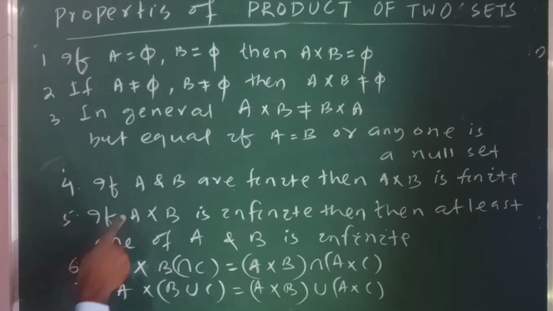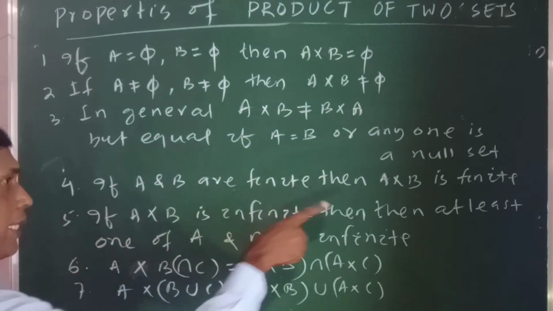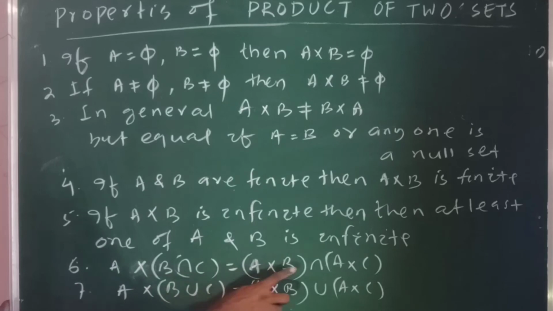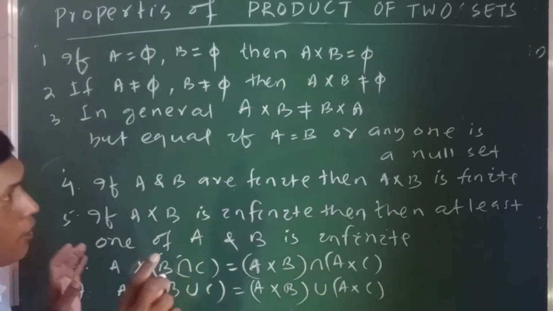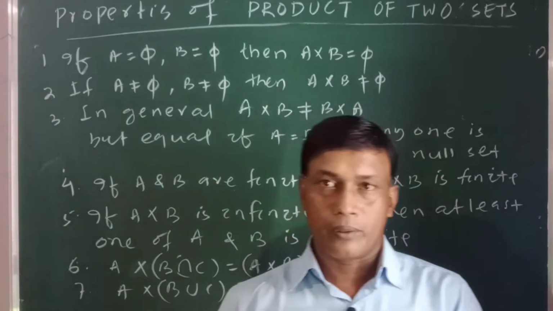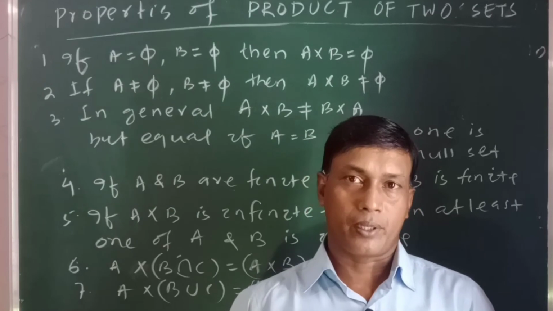And the fourth property is, if A and B are finite, then A cross B is finite, and if A cross B is infinite, then at least one of A or B is infinite. And the sixth property is A cross B intersection C is equal to A cross B intersection A cross C, and A cross B union C is equal to A cross B union A cross C. So these are the properties, and this is the basic thing to learn about relations and functions. Thanks.